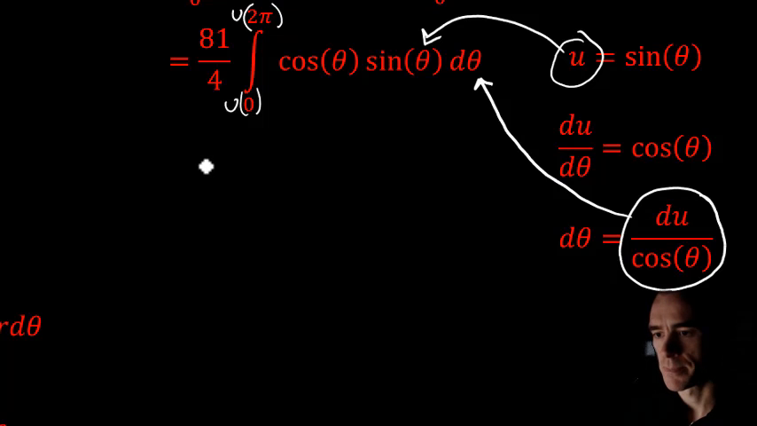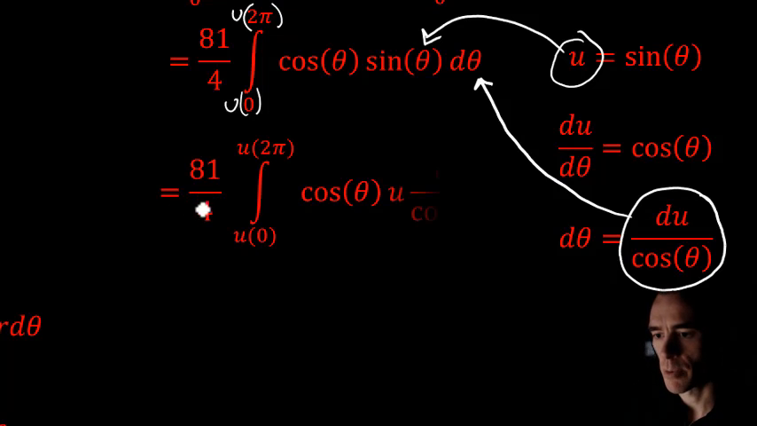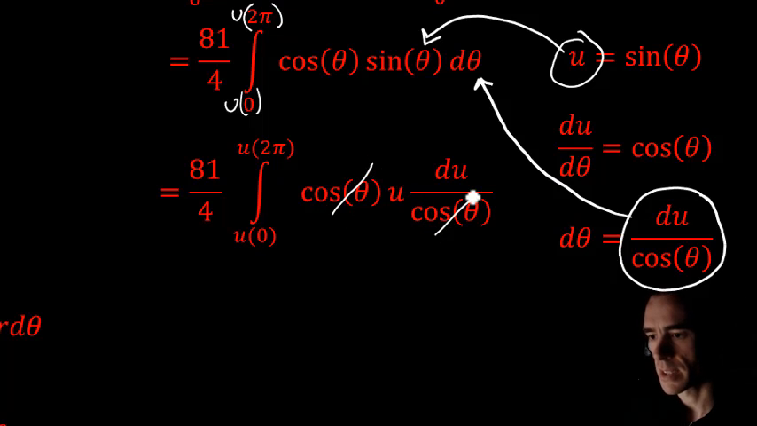Alright, so plugging all those in, we get 81 to the 4th out front, our integral of cosine theta u times du over cosine theta. And of course these cosine thetas cancel out pretty conveniently, and we're just left with u du. It was a pretty simple integral.